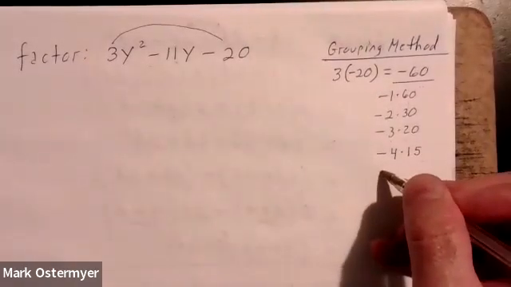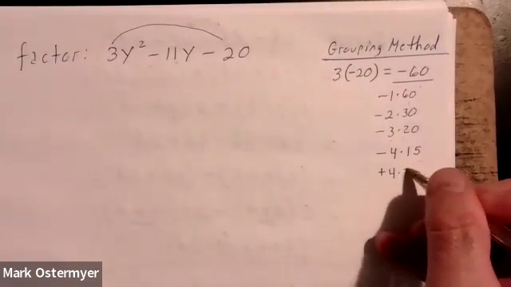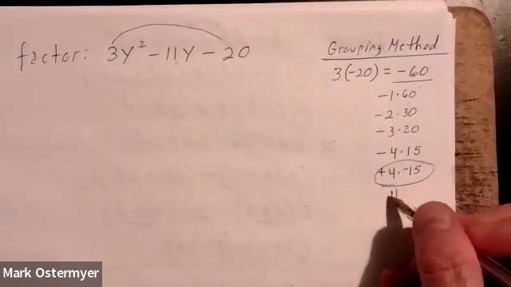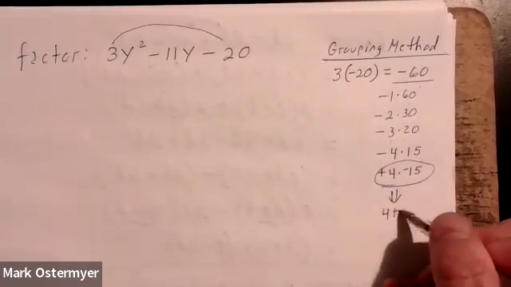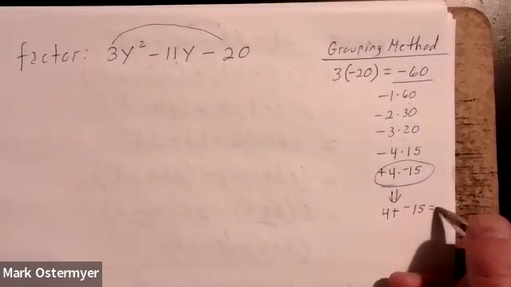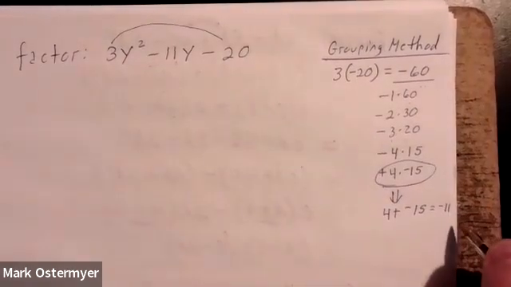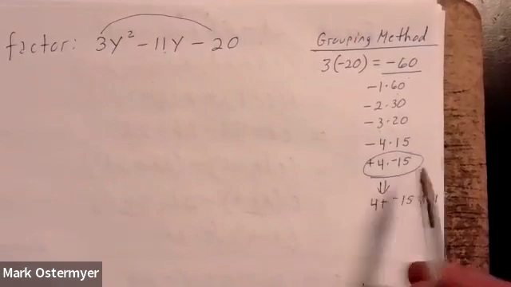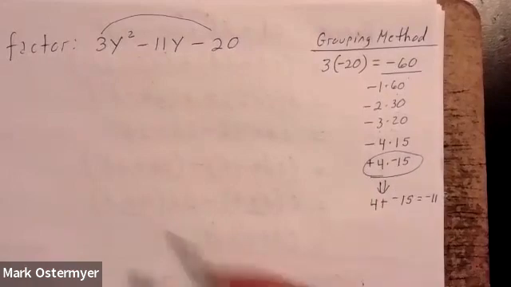Tell you what, let's switch the signs. How about a +4 and a -15? These are factors of -60 that do indeed add up to what we need, namely -11. Okay. So ladies and gentlemen, we found our combination of factors that's going to enable us to factor this difficult type of trinomial. It's these right here.